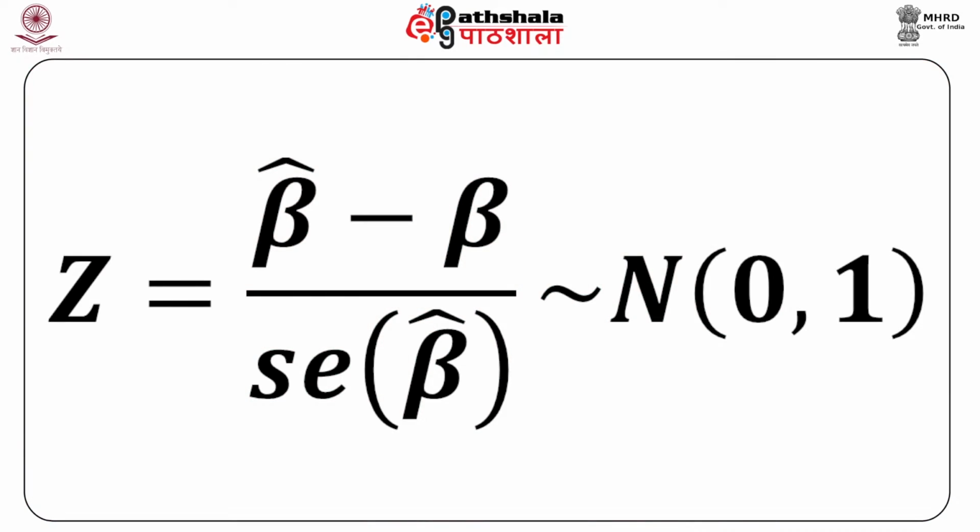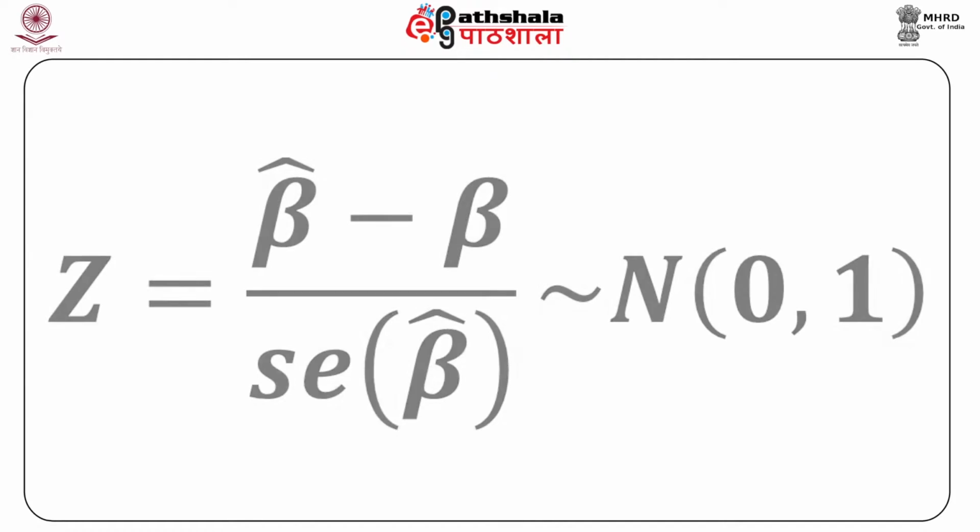Now with this background, we set the foundation for hypothesis testing. Suppose we wish to test something about beta. As already mentioned, it follows a normal distribution, and therefore by standardizing it, we get z equal to beta hat minus beta upon standard error of beta hat, which is distributed as a normal distribution with 0 as mean and 1 as variance. So z is a standard normal variate.